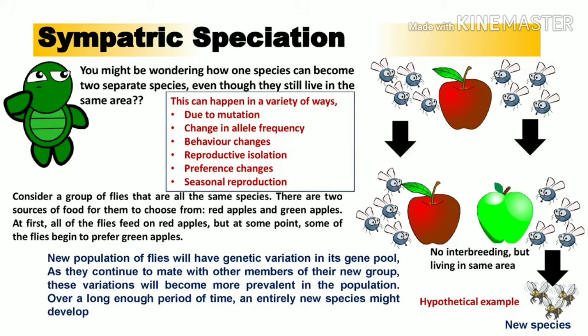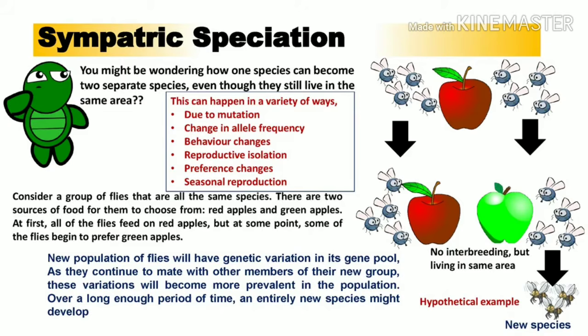The flies which are feeding on red color apple will be interested in interbreeding among themselves, and the flies feeding on green color apple will interbreed with each other. But the flies feeding on red color apple and the flies feeding on green color apple are not going to interbreed with one another, because both have a different food habit, and that will make them separate.